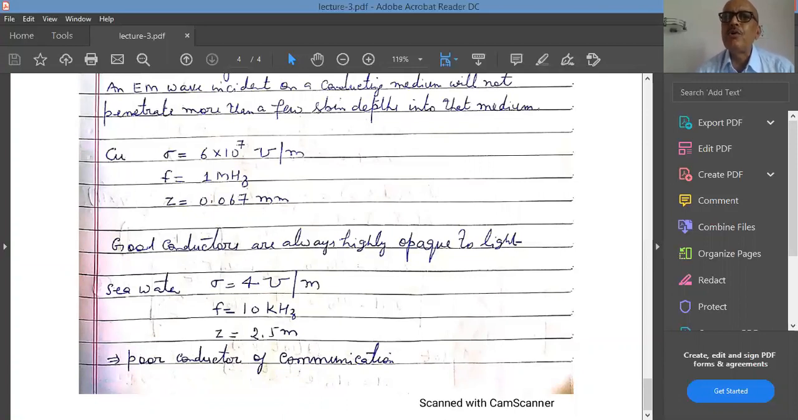So that is all for today. In the next lecture, I will take another medium, the ionized medium, and we will discuss the interesting physics associated with it, that is the ionosphere again. The ionosphere is basically an ionized medium. So we cannot call it a conducting medium, but it is made up of ions and electrons, so that we will see in the next lecture.